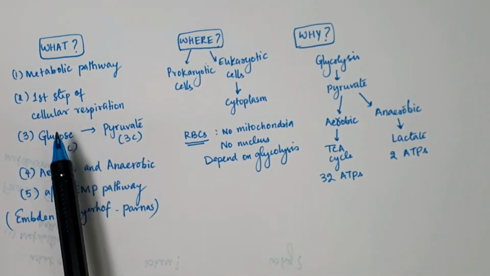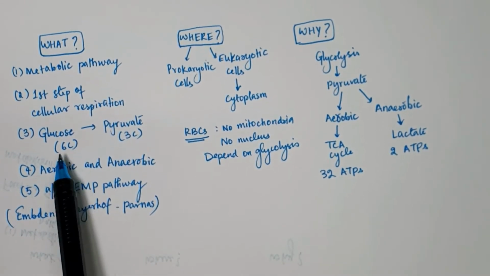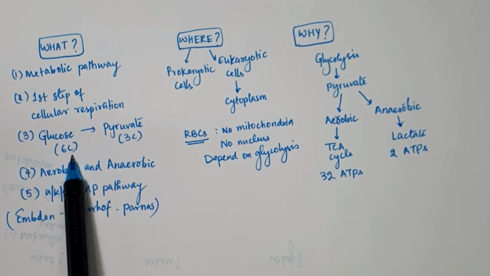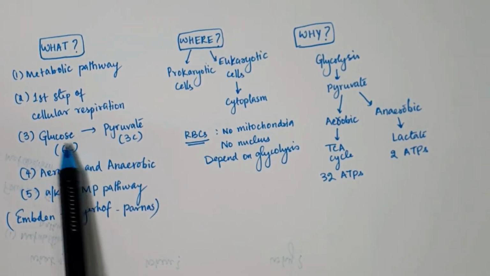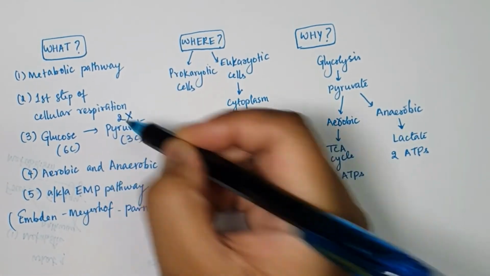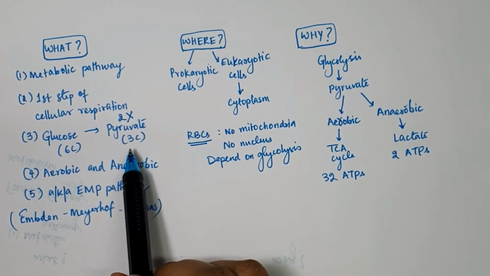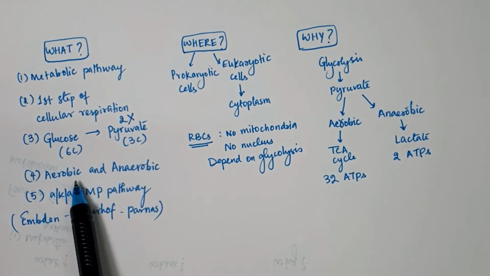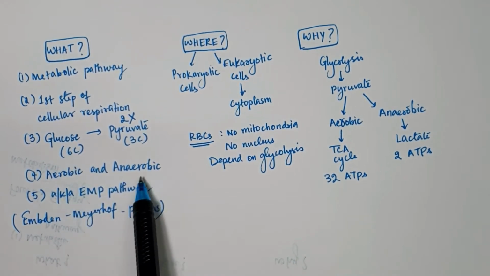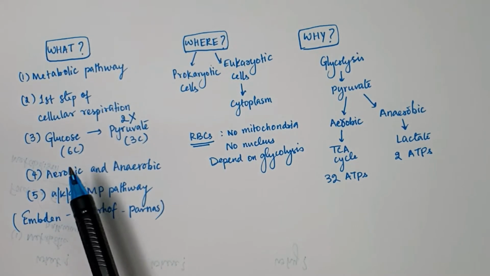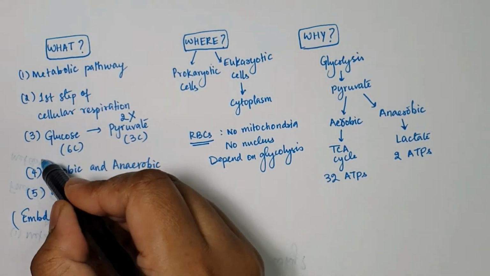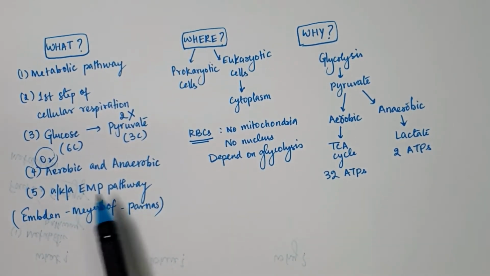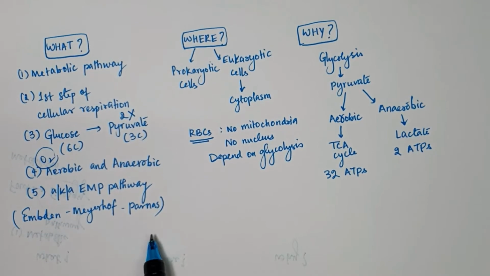The next thing, what happens in glycolysis is we have a molecule of glucose. Glucose is a 6-carbon molecule, and that is split into 2 molecules of pyruvate. Pyruvate is a 3-carbon molecule, so glucose is converted into 2 molecules of pyruvate, and this has both aerobic and anaerobic pathways. Meaning glycolysis can occur in the presence of oxygen or without oxygen, and it's also called the EMP pathway or the Embden-Meyerhoff-Parnas pathway, named after the scientists who discovered it.